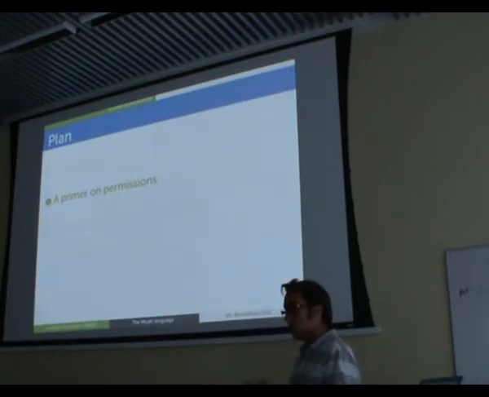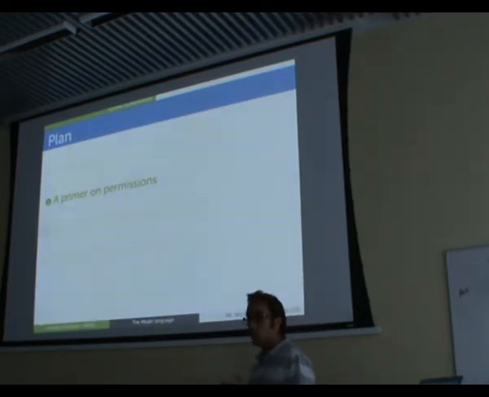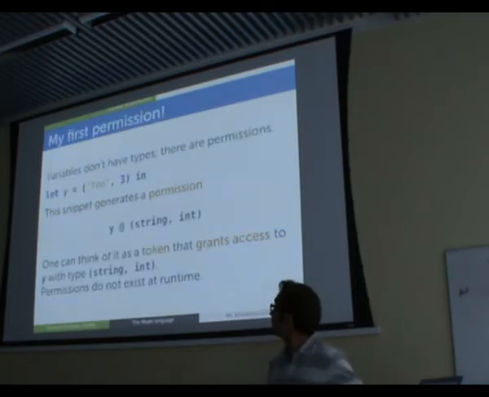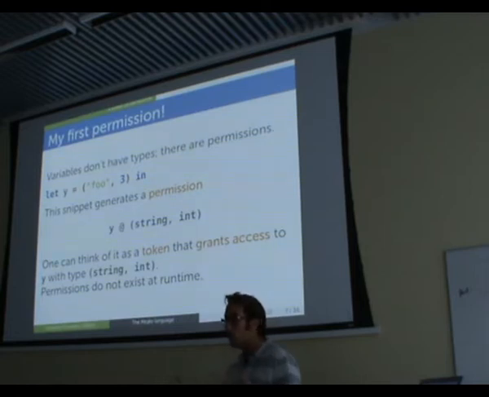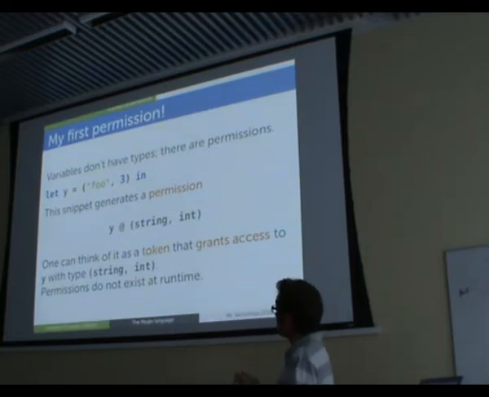And the interesting thing with Mezzo is that there is no effect system that comes on top of the type system. It's all fused together with a concept that we call permissions. And I'm going to tell you right now what a permission is. So we don't say variable y has type tau. We say we have a permission to access variable y with type tau.